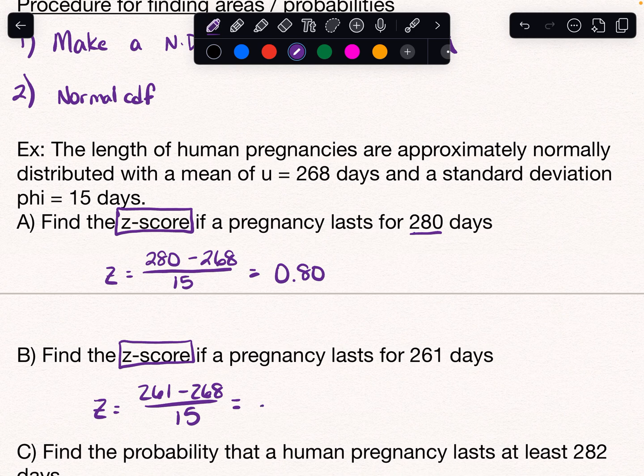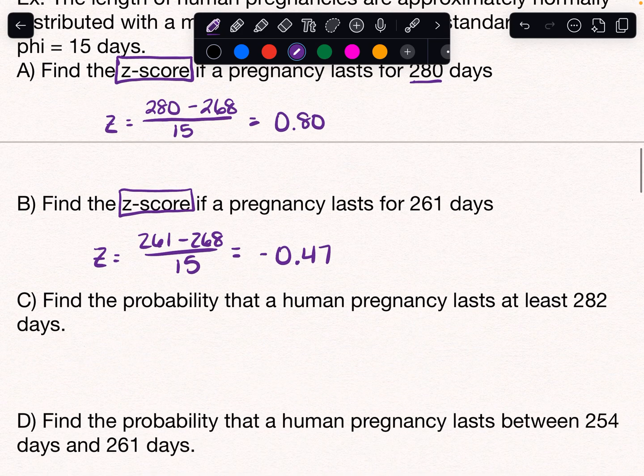I got out negative 0.47 when I round. And z-scores can be negative. They can be negative or positive because they're on the left side and the right side of the center of the data, the mean.